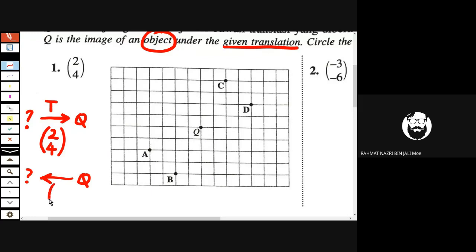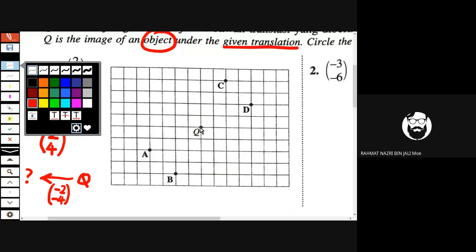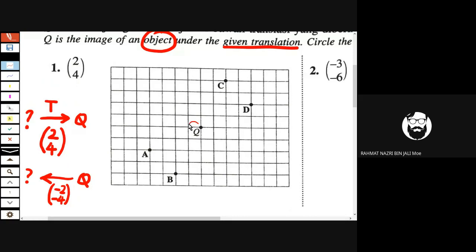And then the translation now changes sign, (-2, -4). So let me move from Q 2 boxes to the left. 1, 2. And then 4 boxes downward. 1, 2, 3, 4. Finally, we get the object. The original one, which is the object of Q, is the point B.